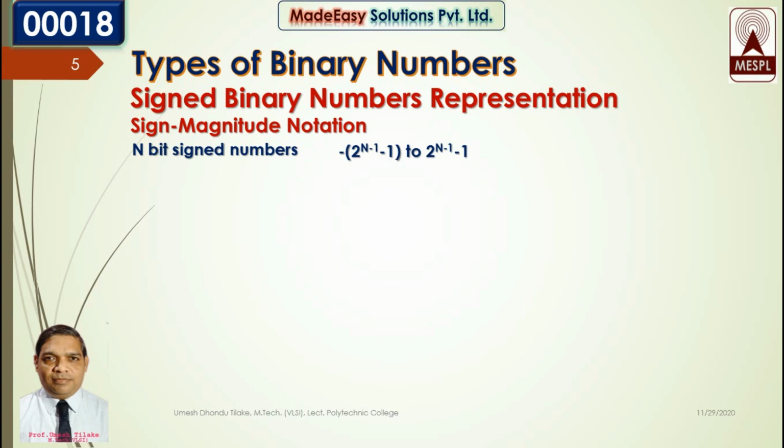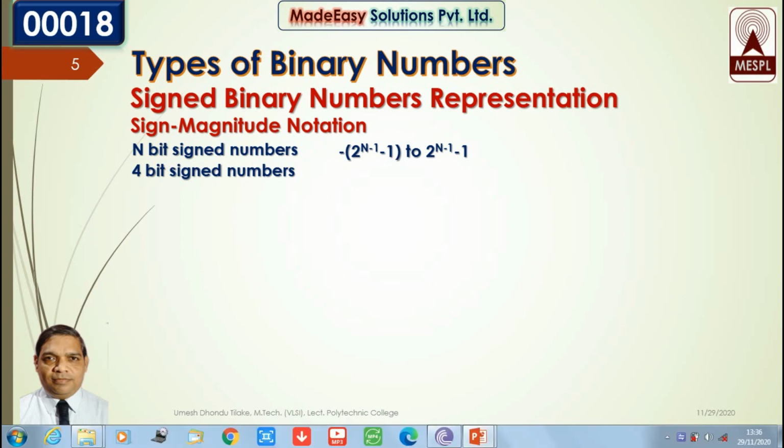Due to this, the total numbers are divided into two equal parts. Half of the numbers are negative and half of the numbers are positive, and that is why I have taken n minus 1 here. Let us try to represent 4 bit signed binary numbers. Now as we are using 4 bits, total numbers we can write are 2 power n, which is 16. But as these are signed numbers, these 16 numbers are equally divided into two parts, that is 8 numbers are negative and 8 numbers are positive.